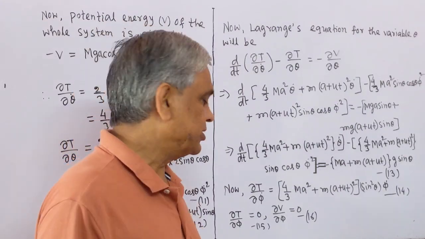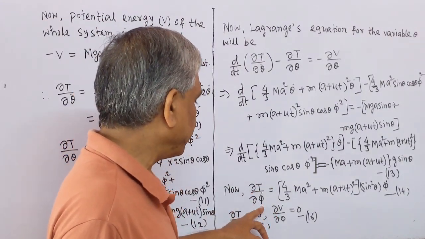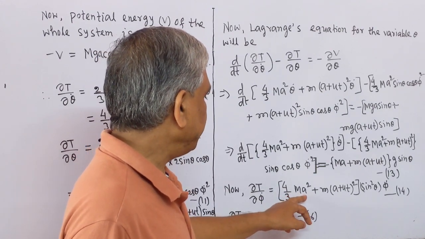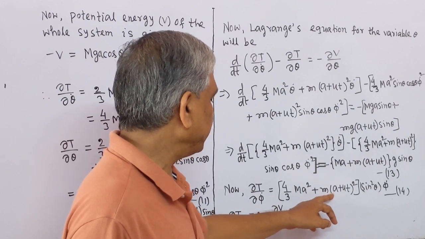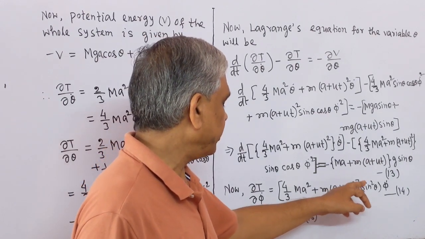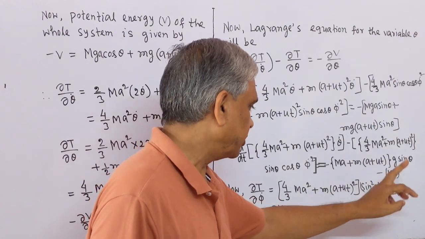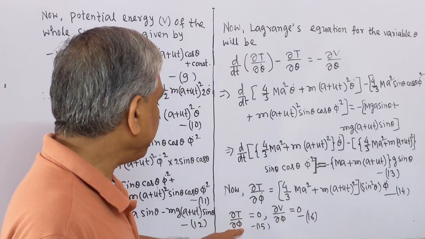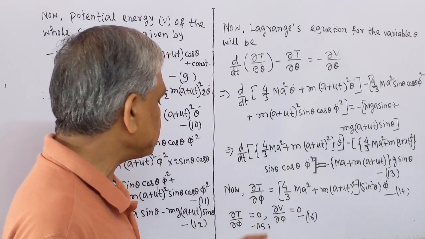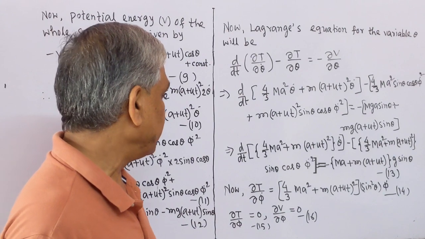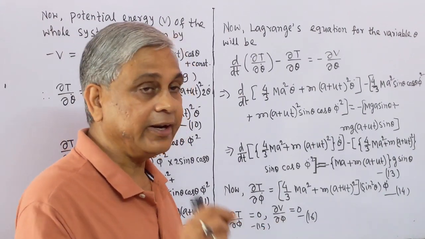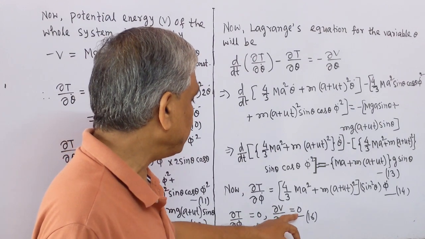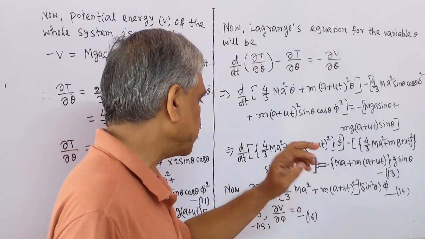Now we find the partial derivative of T with respect to phi dot, and we get this, in brackets: 4 by 3 m a square plus small m (a plus ut) whole square, bracket close, sin square theta phi dot. This is number 14, and the partial derivative of T with respect to phi equals 0 because T does not contain phi explicitly. Similarly, V does not contain phi explicitly, so the partial derivative of V with respect to phi equals 0. This is 15, this is 16.